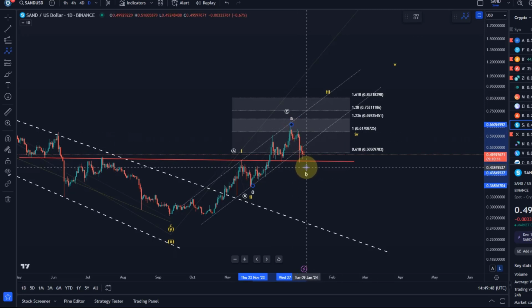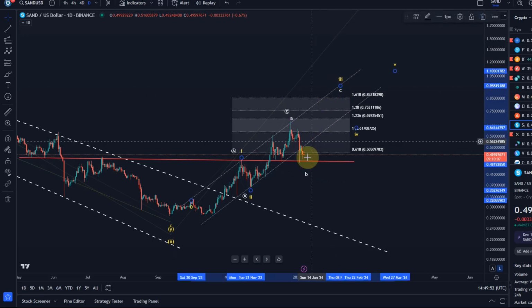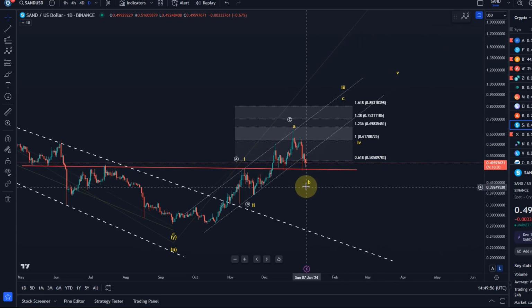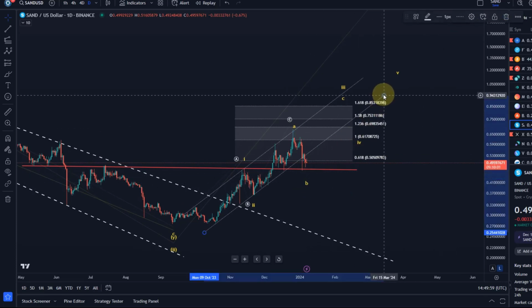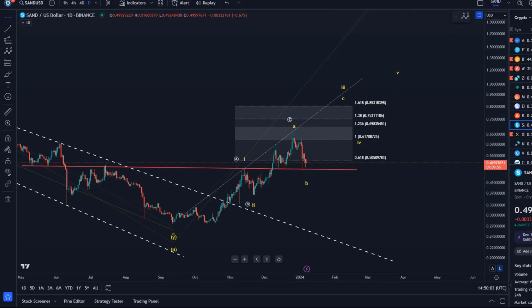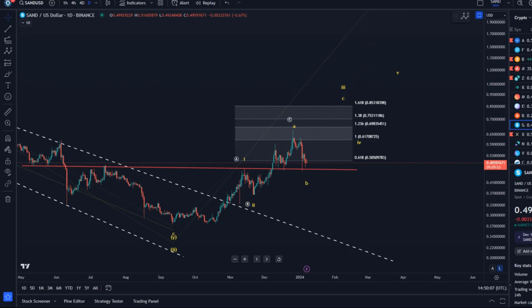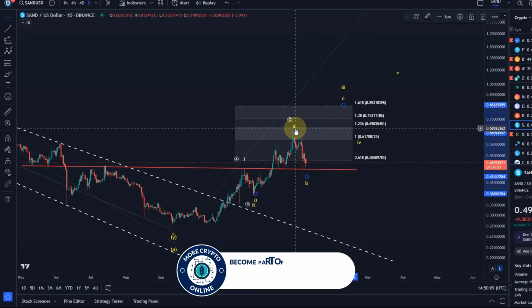Then we have a B wave pullback probably right now, and we could see a C wave to the upside afterwards. That is, let's say, the more accelerated bullish scenario, but this chart is definitely unreliable at this stage. So be careful when you try to trade it. It's not moving in impulsive ways, so if any chart isn't moving in an impulse, and even if the diagonal doesn't really behave, then be careful.